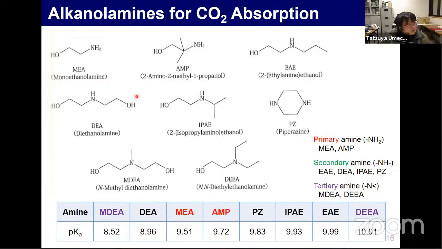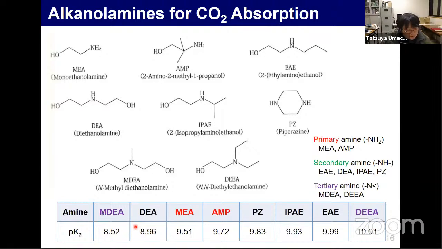Monoethanolamine, MEA, is the most typical amine for the chemical absorption of carbon dioxide. The aqueous solution of 30% MEA is often used as a benchmark. The relatively small pKa's of MDEA and DEA are due to the electron accepting property of the two hydroxy groups of the molecule.